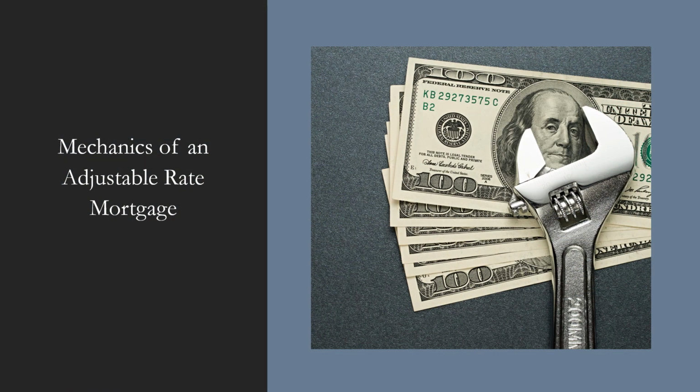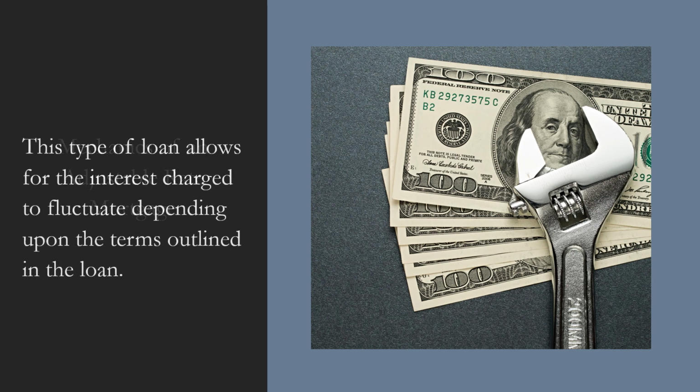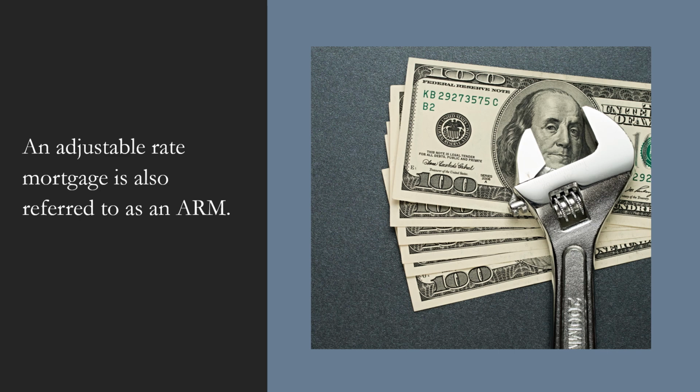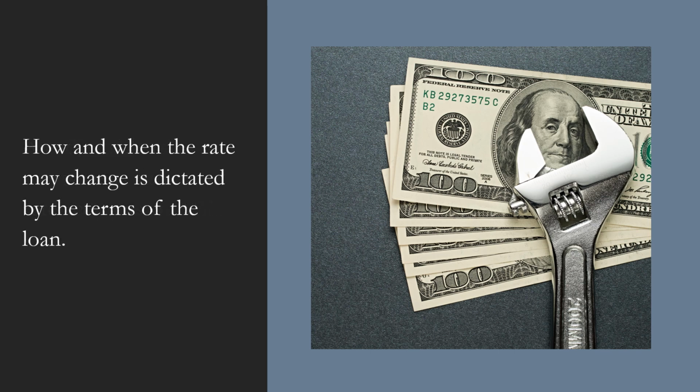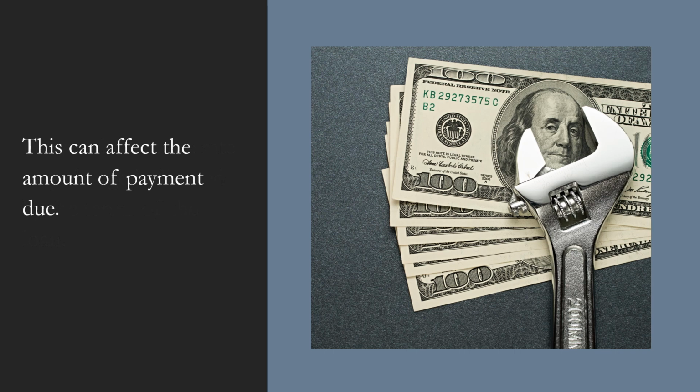Mechanics of an adjustable rate mortgage. This type of loan allows for the interest charge to fluctuate depending upon the terms outlined within the loan. An adjustable rate mortgage is also referred to as an ARM. How and when the rate may change is dictated by the terms of the loan. This can affect the amount of payment due.